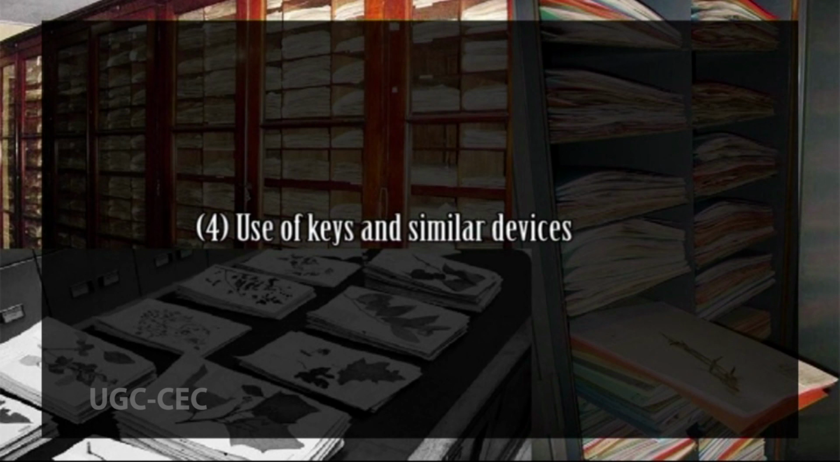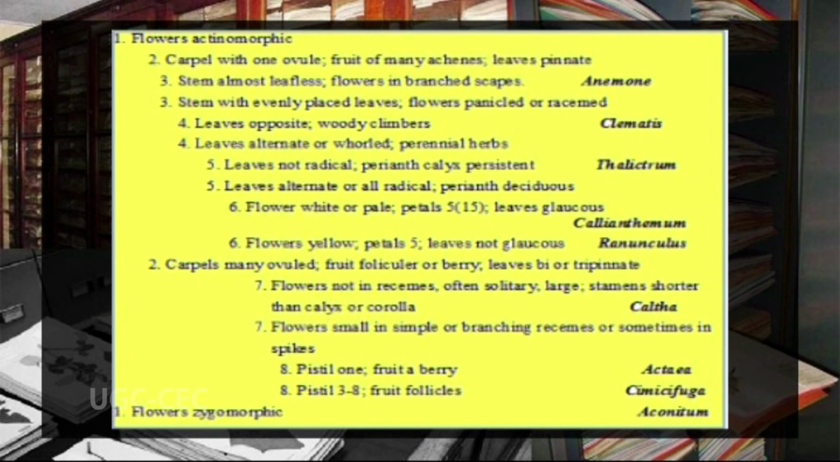Now we come to the fourth method of plant identification, that is, use of keys and similar devices. The use of keys or similar devices, that is synopsis, outlines, etc., is by far the most widely used method and does not require much time, materials or experience involved in comparison and recognition. Keys are the most direct way of identifying plants.